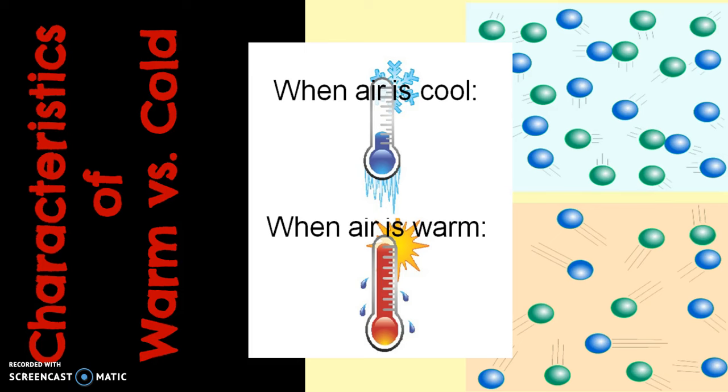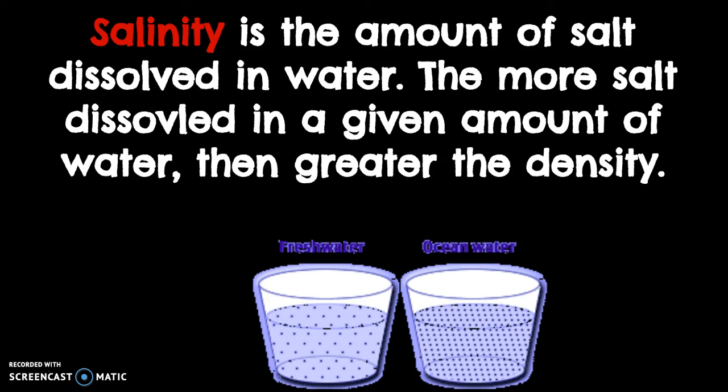Now let's go ahead and take a look at the three factors that affect the density of the ocean waters, or water molecules. One of them, just like air, is the temperature. Whenever the ocean water is warm, it is going to rise to the surface of the ocean, and when it's cool, it's going to be more dense and it's going to sink down deeper into the ocean.